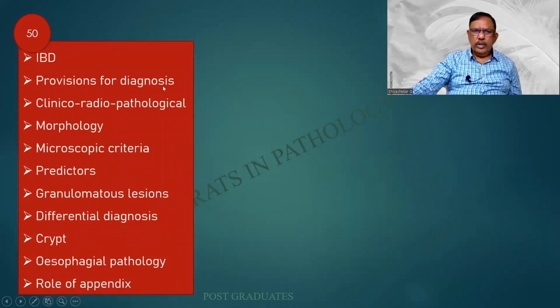What is IBD? What are the provisions for diagnosis? What is the correlation? What are the morphological features, microscopic features? What can be the predictors or suspicious features? Then granulomatous lesion, the differential diagnosis, what happens in the crypt? What is the esophageal pathology, the role of the appendix, etc.